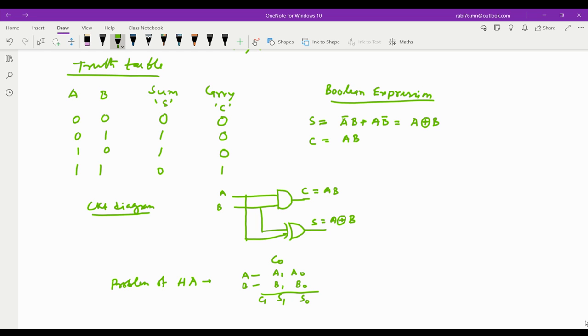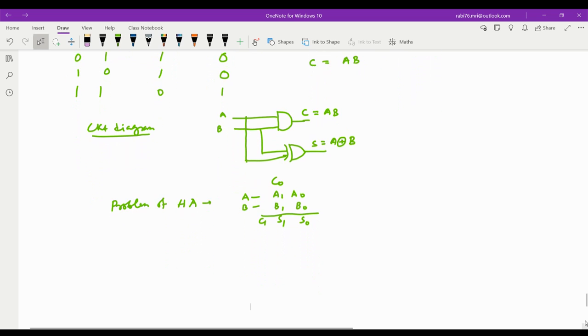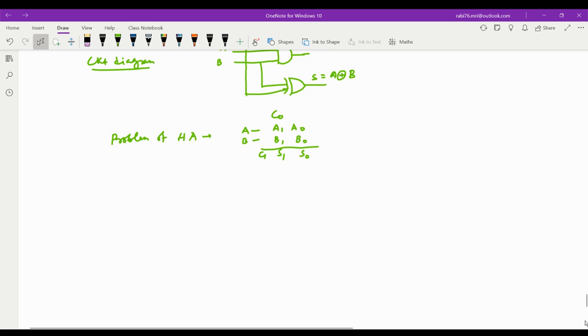So to do this, in a full adder circuit, 3 bits are allowed to add. So now we are considering the full adder, FA, full adder circuit, right? The same procedure will be done here also. First, the truth table.